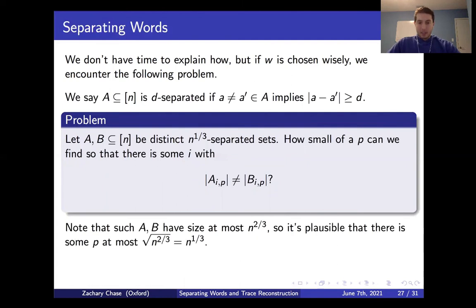Note that such A and B have size at most n^(2/3), so it's plausible that there's some prime p of at most the square root of that size, in analogy to the square root of n being the answer to the previous problem. So it's plausible that the answer is at most n^(1/3).